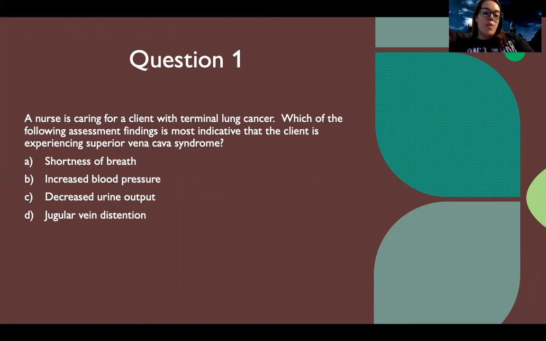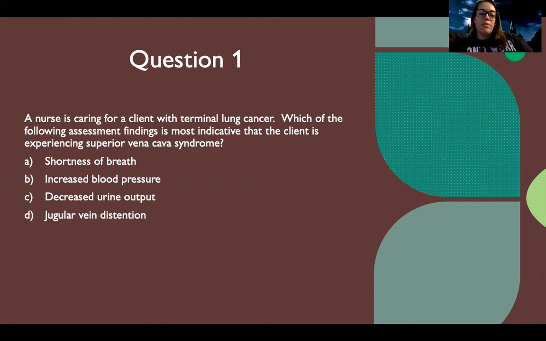Now, if I didn't know what superior vena cava syndrome is, I could try to think about what area is affected. It's a blood vessel up here in the chest. But some of these answer choices would make that hard to narrow down. So hopefully I know something about superior vena cava syndrome. Let's look at our choices.